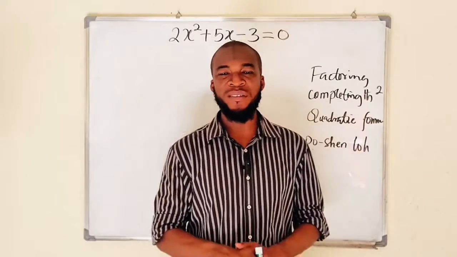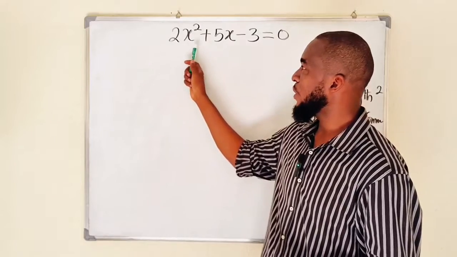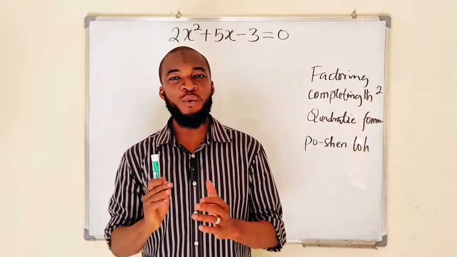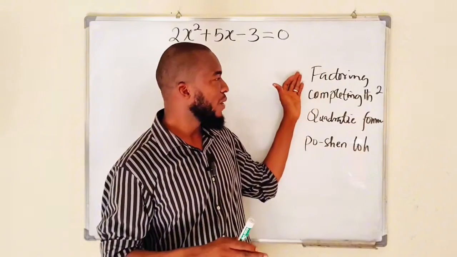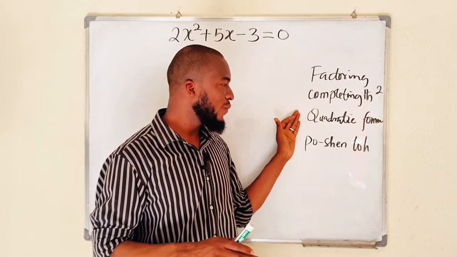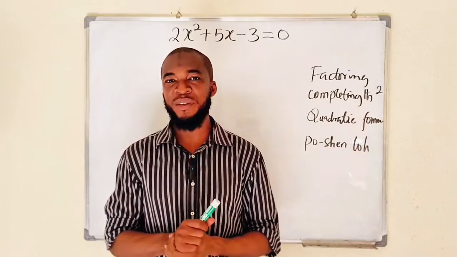Hello, good day viewers. In this tutorial, we are going to solve this quadratic equation 2x squared plus 5x minus 3 equal to 0 using 4 different methods. By factoring, by completing the square method, using quadratic formula, and lastly using Po-Shen Loh method of solving quadratic equation.